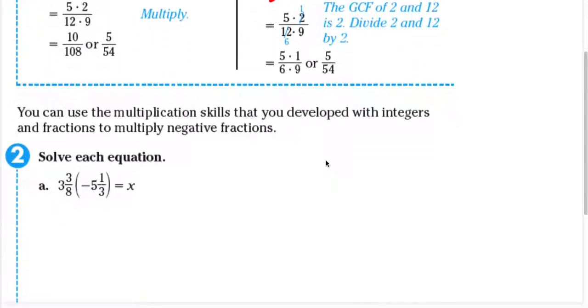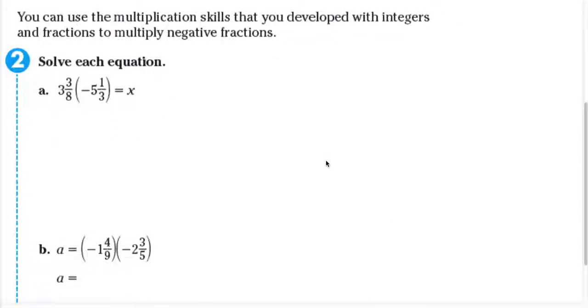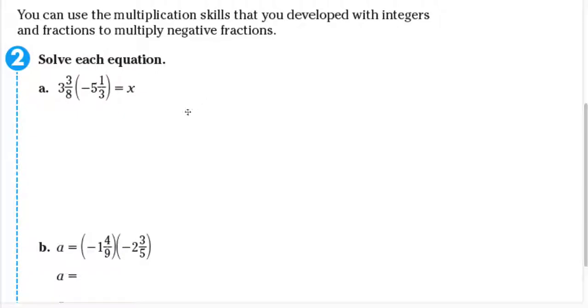You can use the multiplication skills that you've developed with integers and fractions to multiply negative fractions. Let's take, for example, 3 and 3/8 times negative 5 and 1/3. Again, we go back to our estimation skills to see if our answer will make sense later on. We estimate 3 and 3/8 as 3 and negative 5 and 1/3 as negative 5, so when we multiply them, our answer should be close to negative 15.